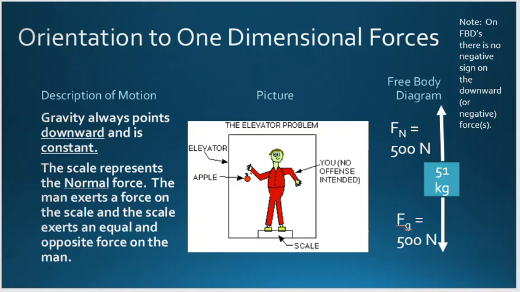So let's go ahead and take a look at our free body diagram. On our free body diagram, you see Fn, normal force, and that's a contact force, is equal to 500 newtons in the upward direction, and Fg is equal to 500 newtons in the downward direction. Notice there is no negative sign for that downward direction on a free body diagram.